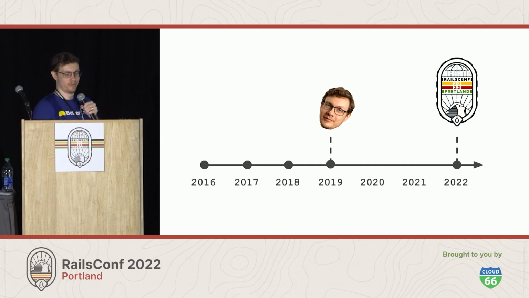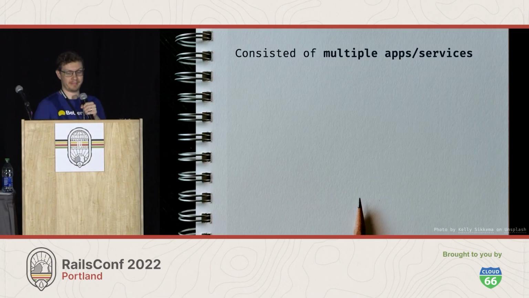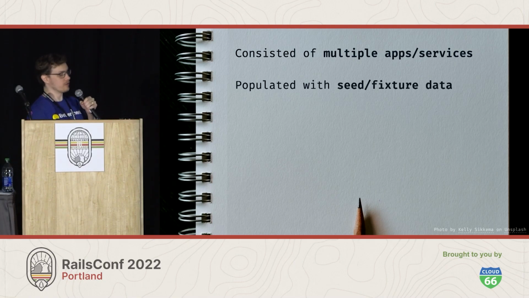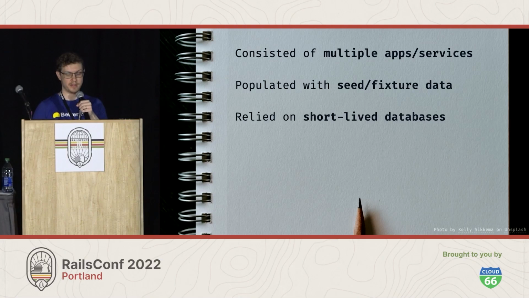And so we started just like writing down a list of the things that the original demo environment had consisted of. So firstly, what got deployed? Well, everything. All of our apps. And secondly, the database was populated up front with all of those demo accounts, right? So I would call that seed or fixture data. And then to keep that data fresh, the entire database was reset with every deployment. So it relied on these short-lived databases.